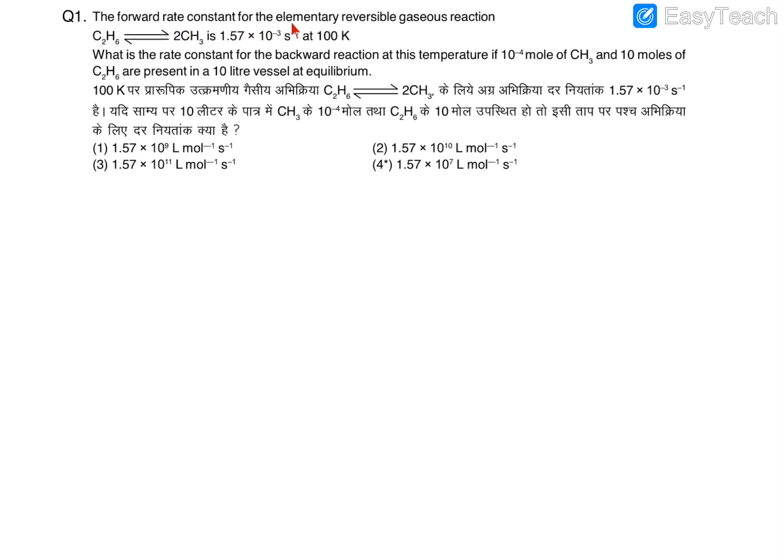The forward rate constant for the elementary reversible gaseous reaction C2H6 in equilibrium with 2CH3 is 1.57 into 10 to the minus 3 per second. Now what we are asked is, what is the rate constant for the backward reaction at this temperature, if 10 to the power minus 4 moles of CH3 and 10 moles of C2H6 are present in a 10 liter vessel at equilibrium.